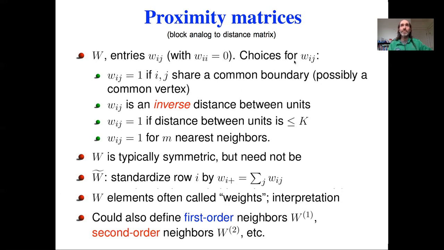But beyond that, you definitely have different choices about how to measure the proximity between two sites. These bullet points here are not an exhaustive list. They're just examples of ways that you might measure proximity. One example might be setting the proximity to one if block i and block j share a common boundary. You might say that Massachusetts and Connecticut are proximal to each other because they share a long boundary, and Massachusetts and California are not. They don't share any common boundaries, they're quite far separated.